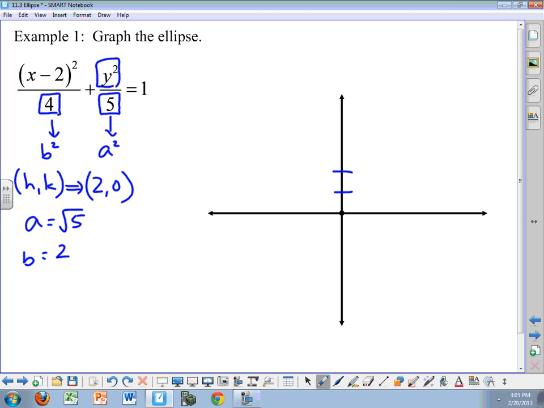So here's our grid, a little bit of a grid here, and let's put in our center first. That's 2, 0. And next we're going to move, in this case, the a is up and down, so we're going to go up and down radical 5. So radical 5 is somewhere between 2 and 3. Put that in there, maybe 2 plus a little bit. These will be our vertices. Left and right, we're going to go exactly 2 units, and those will be the endpoints of the minor axis. So I'm going to write EMA in there.